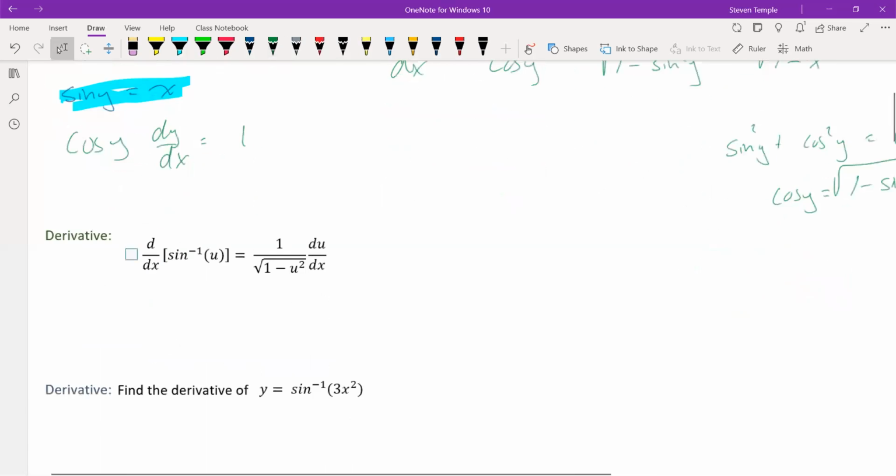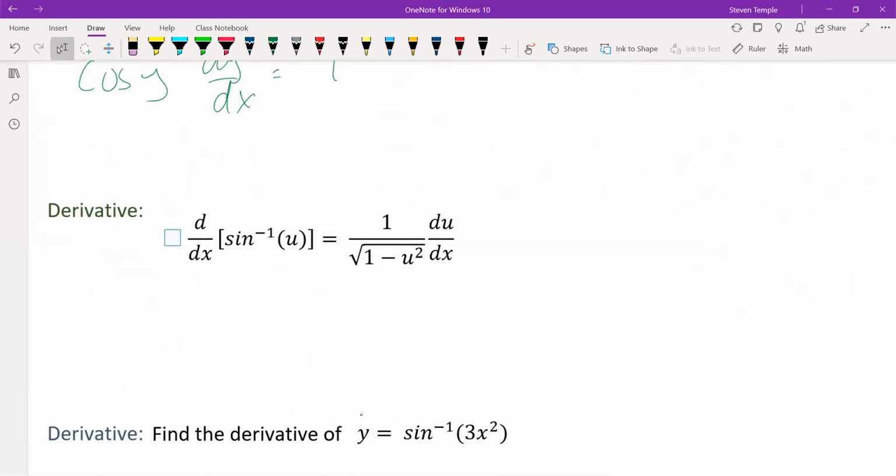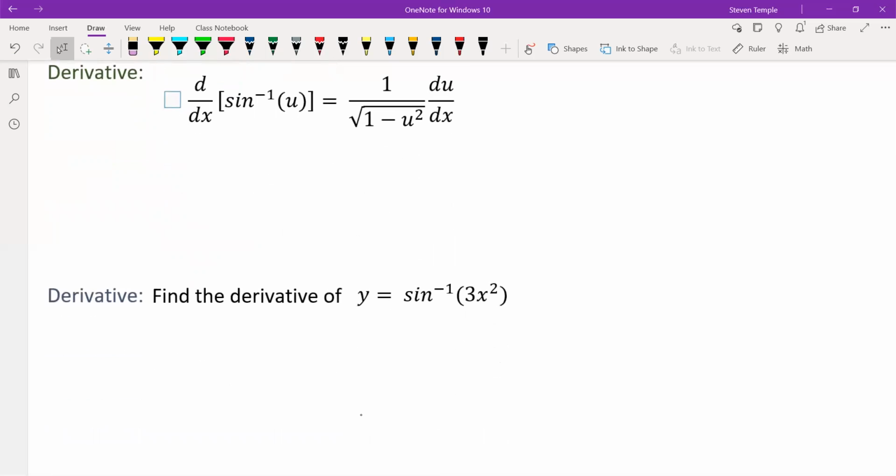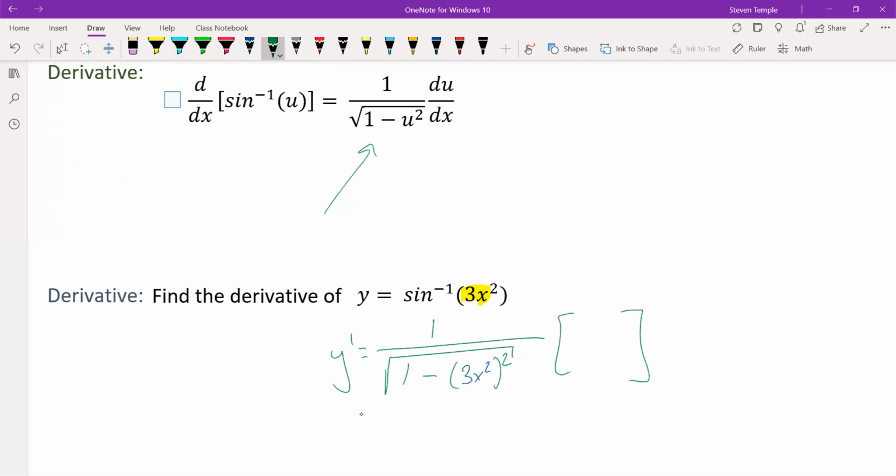So down here, like I said, you have a u. This is the general form for the derivative of inverse sine, where that u could be something other than an x. So for example, the first derivative right here, the derivative of inverse sine of 3x squared, is going to use the chain rule. I'm going to write down y prime, following the model up here. It's going to be 1 over the square root of 1 minus, what's my u? The u is the inside, so it's going to be 3x squared, and I have to square that. Then I have to take the derivative of the inside, and that's going to be 6x.